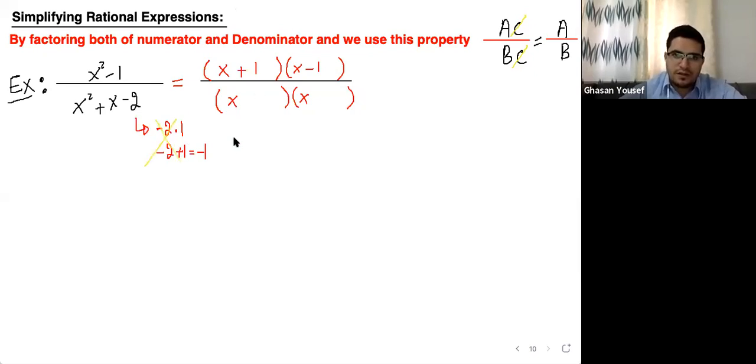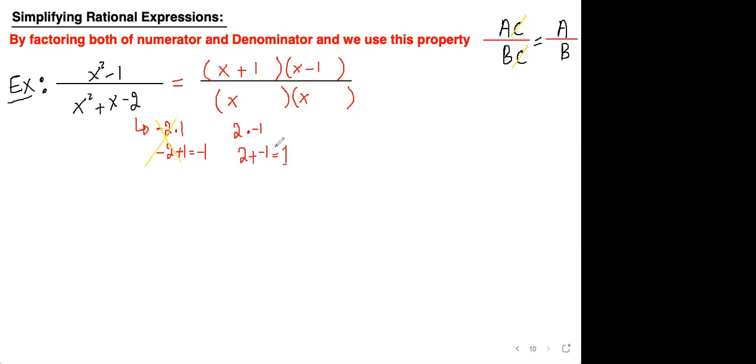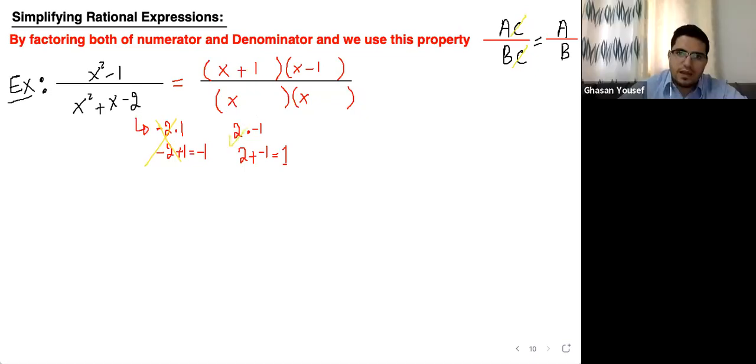Give me other numbers. The multiplication is minus 2 and the summation is positive 1. Ahmed said the numbers are 2 times negative 1, because 2 plus negative 1 gives me positive 1. And this is correct. So x plus 2, and here we have x minus 1.